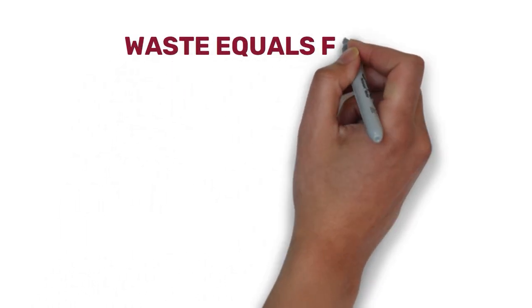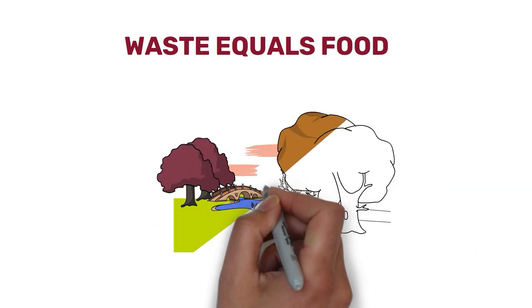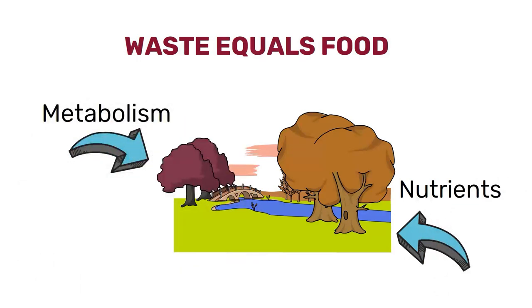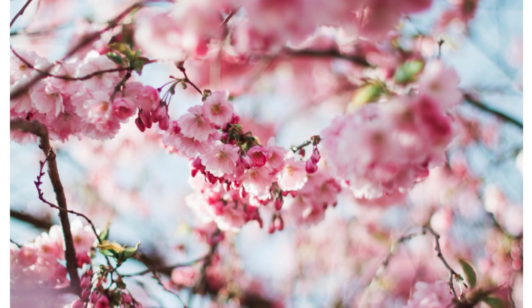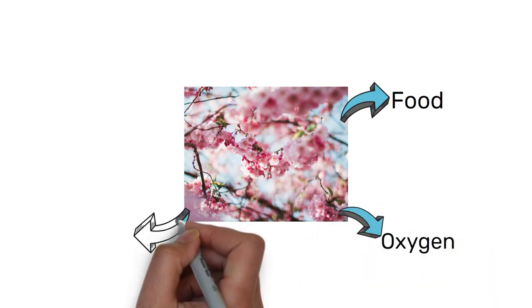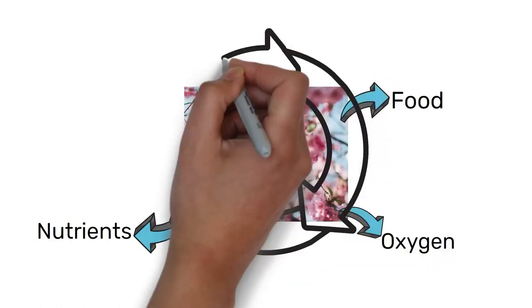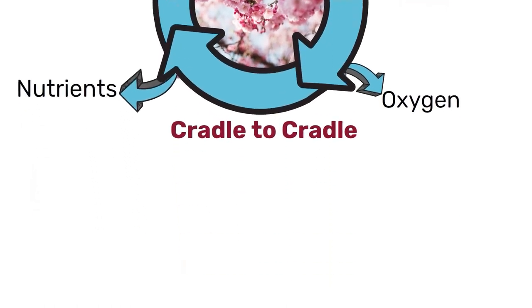Waste equals food. If we just take an example of nature, it operates according to a system of nutrients and metabolism in which there is no such thing as waste. Remember our cherry tree? The tree doesn't only look beautiful, but it also provides food and oxygen to humans and animals, and nutrients to organisms and microorganisms. This is an example of cradle to cradle, the system that has nourished a planet for millions of years.